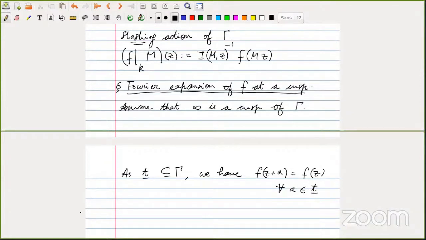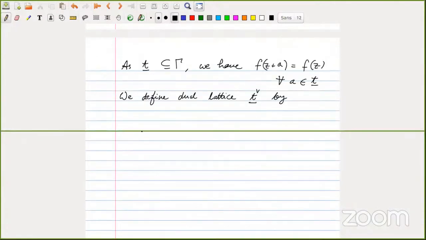Okay, and we need one more thing, which is the notion of a dual lattice. So we define the dual lattice, which is this T underline check. Okay, so this is the so-called trace dual.